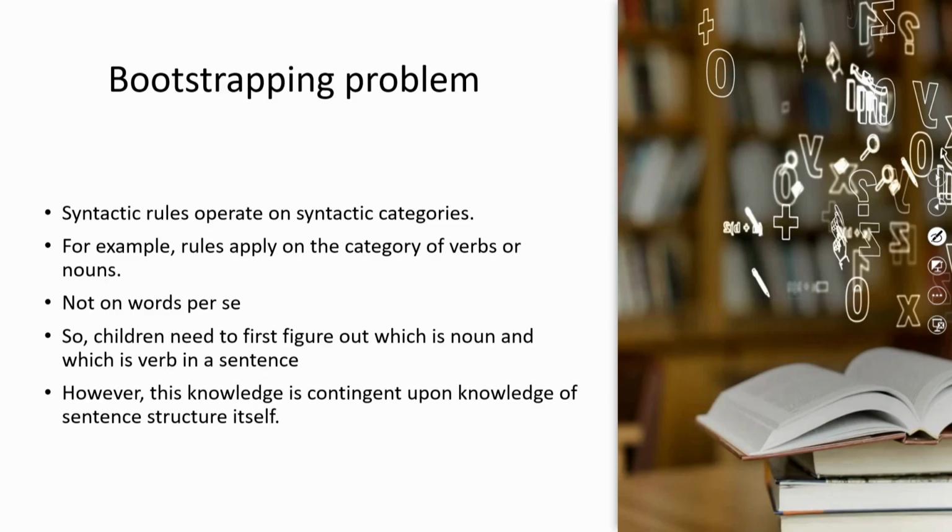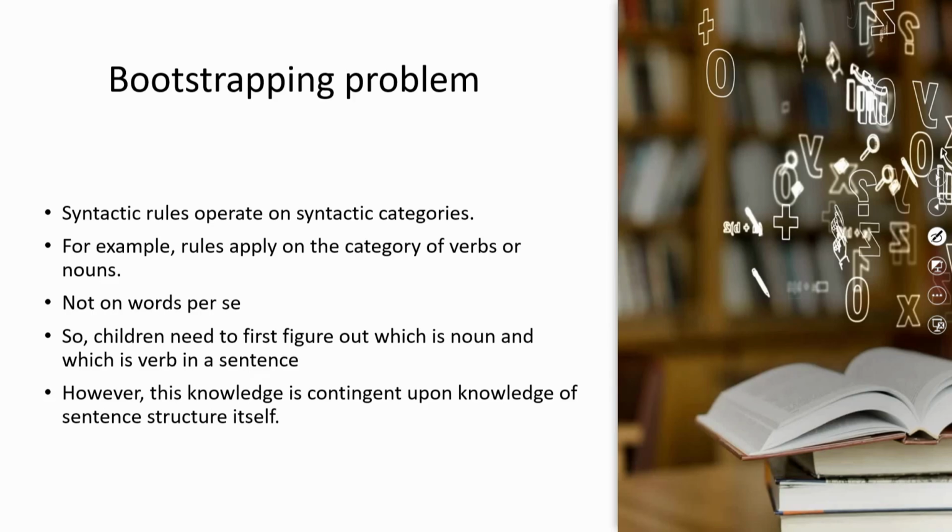So, that is why it is important to keep in mind while theorizing about how the children master syntax. Then we have another well known problem called the bootstrapping problem. A bootstrapping problem is a kind of a circular problem. The syntactic rules operate on syntactic categories, as in the category of subject or the object or the verb. So, rules apply only on the category of verbs or nouns, but not the words per se. So, children need to first figure out which is noun and which is verb in a sentence.